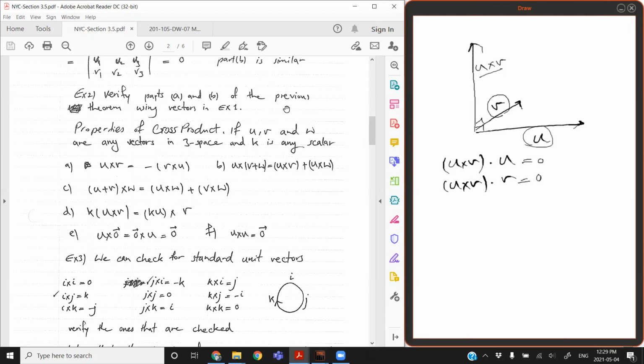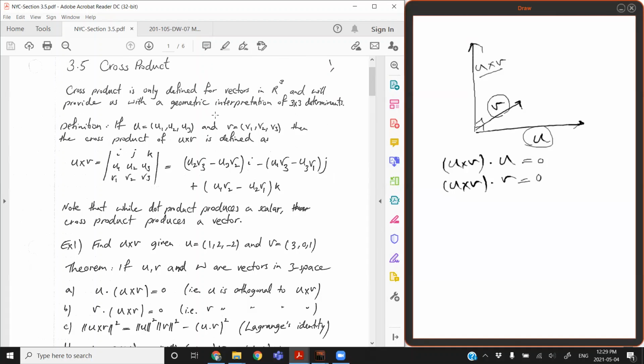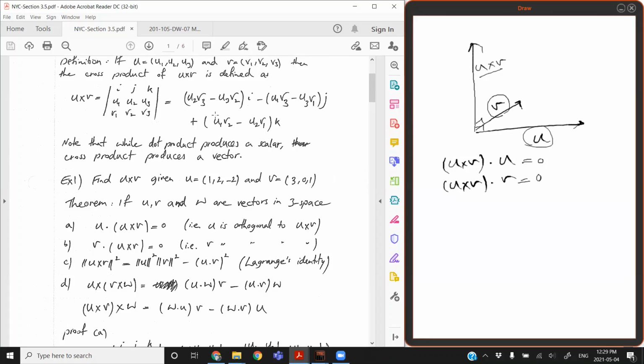Verify parts A and B of the previous theorem using the vectors in example 1. I need to do that quickly again because I erased it. If I have i, j, k, and the vector u is 1, 2, -2, and the vector v is 3, 0, 1, this is going to be equal to this minor, which is 2. And this minor here is going to be 1 plus 6, 7, minus 7. And this minor here is going to be -6.